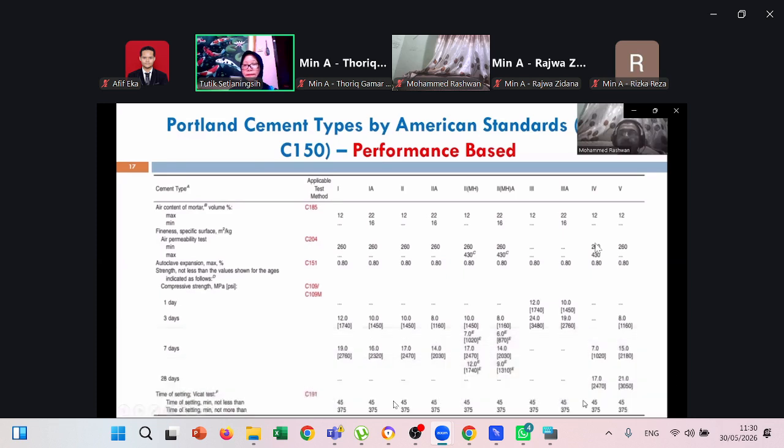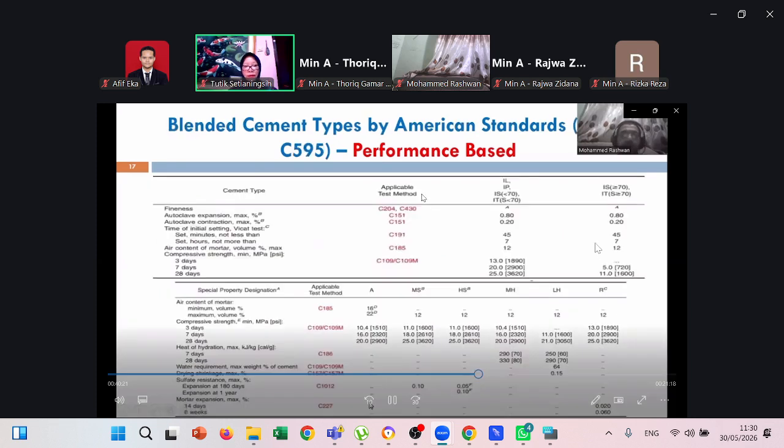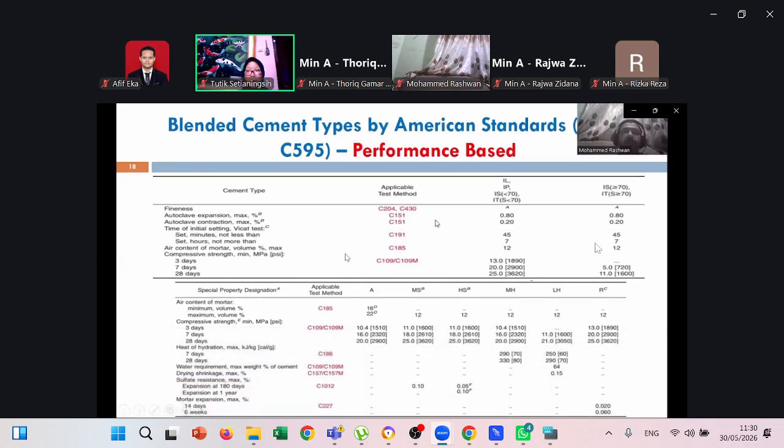For all cement types, and this blended cement according to performance, also we should check the initial setting time by default in all types of cements like IL, IP, IS, and IT, and compressive strengths at 3 days, 7 days, and 28 days.